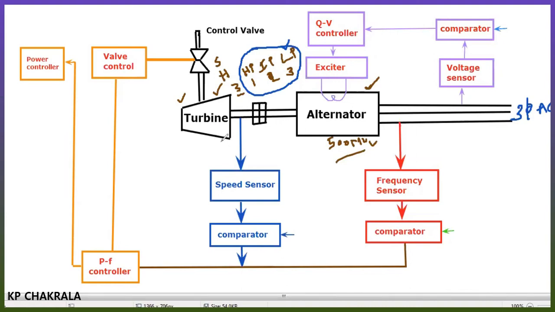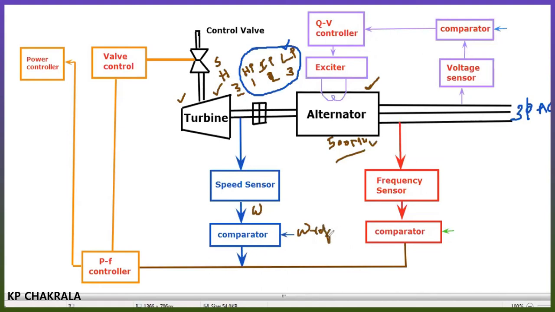Let us see, it is the speed sensor and comparator. If you want to change the speed of the turbine, here the speed sensor will sense the speed of the turbine and this will be given to the comparator. Suppose the speed sensor senses ω, the speed of the turbine, and this will be fed to the comparator, where this speed will be compared with some reference value.